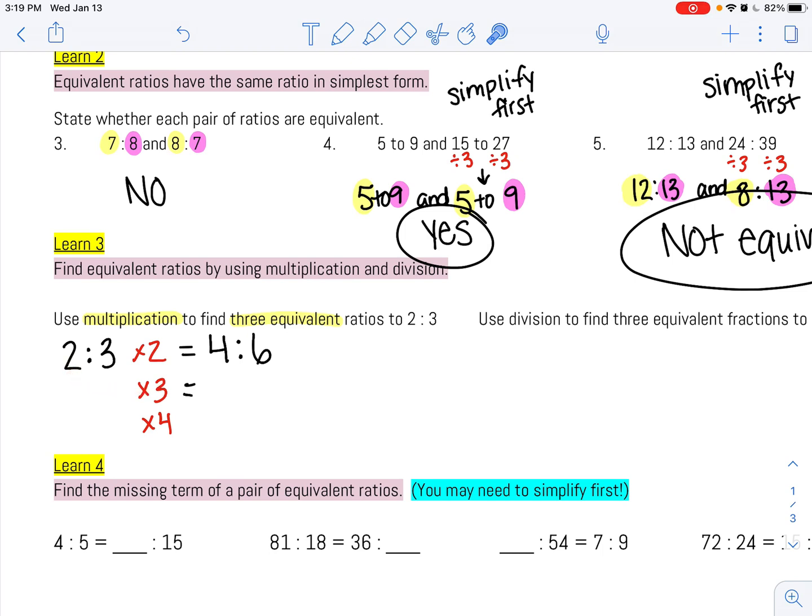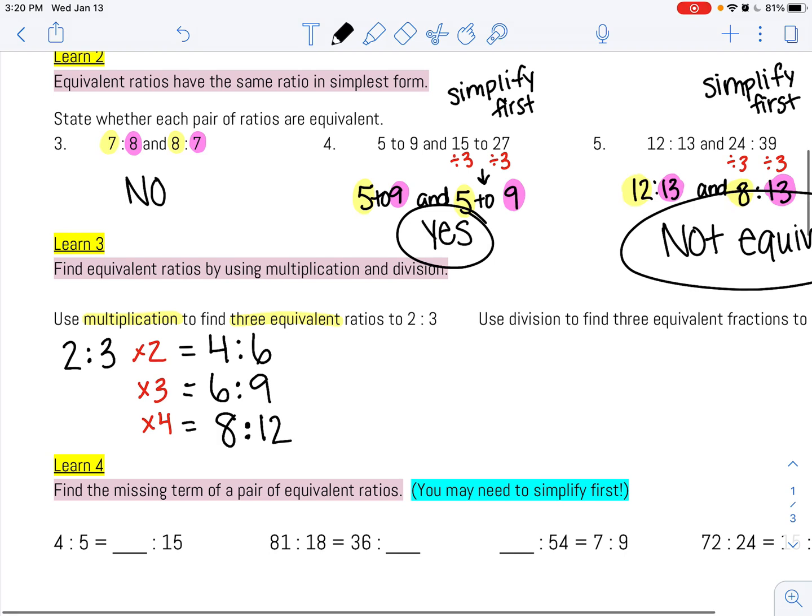So 2 times 3 gives me 6, and 3 times 3 is 9. Last but not least, I have 2 times 4 equals 8, and 3 times 4 equals 12. So I have 3 equivalent ratios here to 2 to 3 using multiplication.